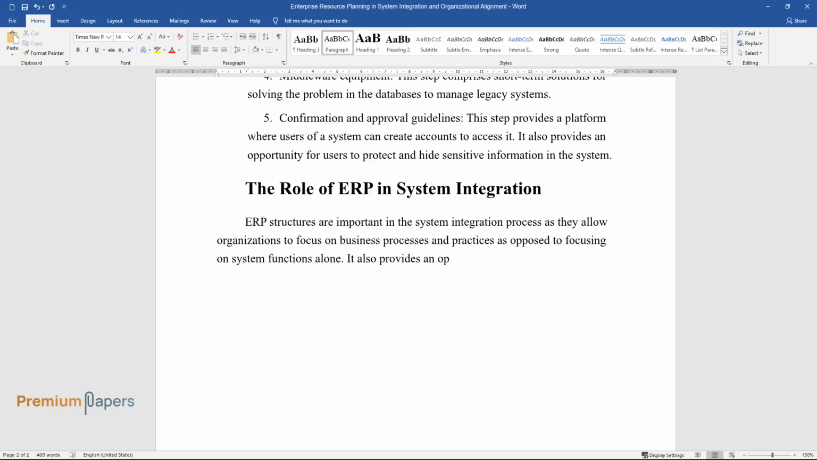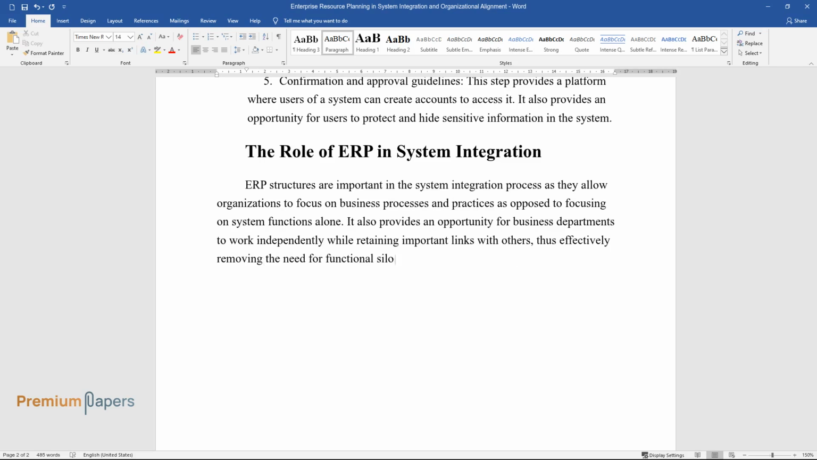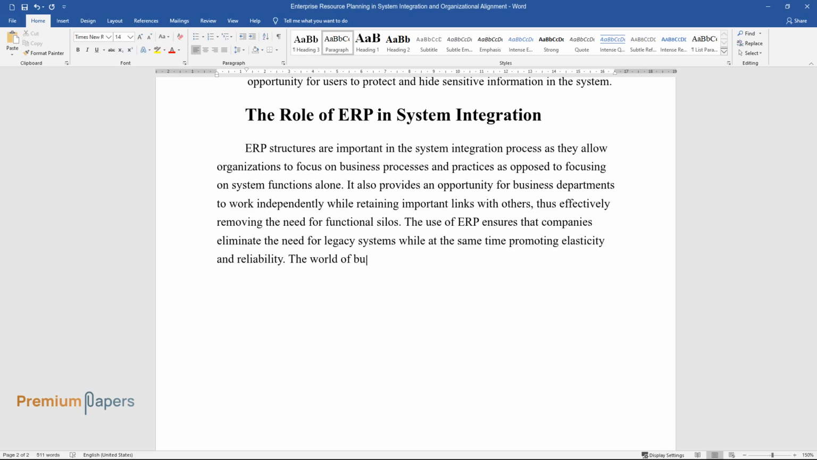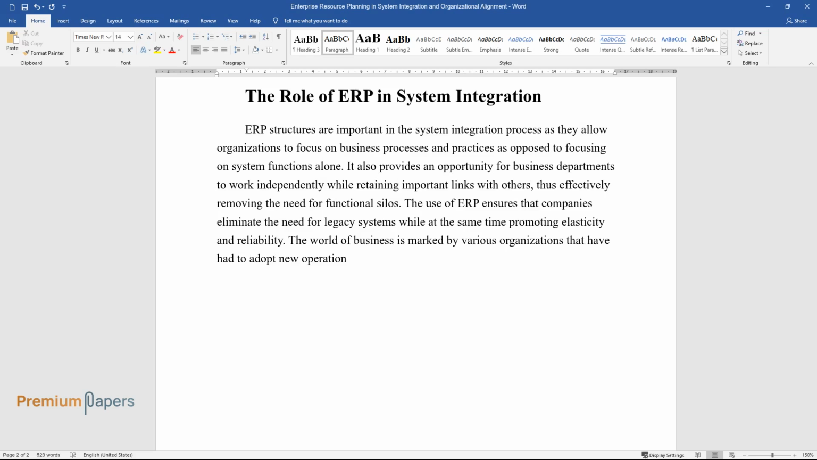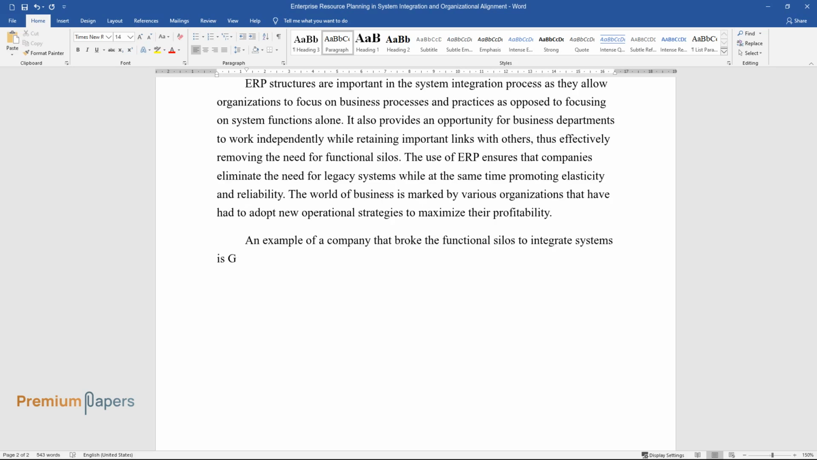It also provides an opportunity for business departments to work independently while retaining important links with others, thus effectively removing the need for functional silos. The use of ERP ensures that companies eliminate the need for legacy systems while at the same time promoting elasticity and reliability. The world of business is marked by various organizations that have had to adopt new operational strategies to maximize their profitability. An example of a company that broke the functional silos to integrate systems is General Motors.